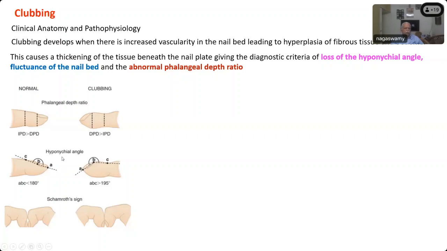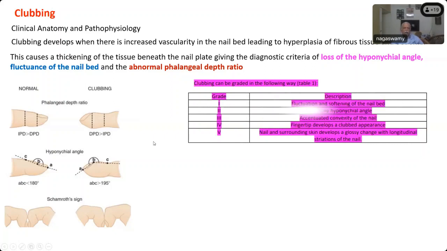This is called the hyponychial angle or the Lovibond angle. This normal angle ABC is less than 180 degrees, whereas when clubbing happens, it becomes more than 195. You can see this B angle is getting wider. And this is what is called the Shamrock sign. In a normal patient, when they oppose the terminal digits of the two index fingers, you will get a diamond-shaped gap in between. Whereas in patients with cyanosis and clubbing, this window will be closed. So this is the classical Shamrock sign.